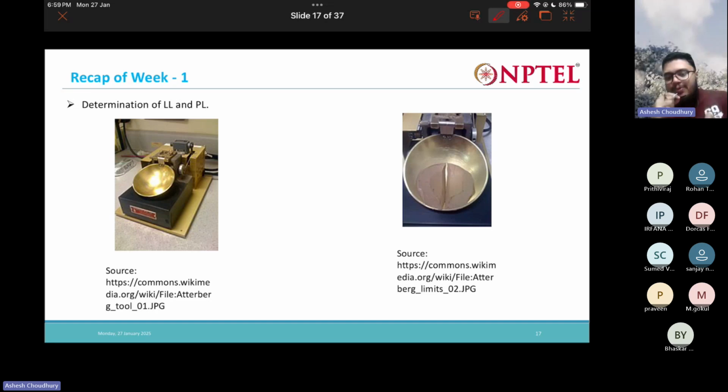So how to determine the liquid limit and plastic limit? For liquid limit determination, we use an apparatus called the Casagrande apparatus, Casagrande's liquid limit apparatus. So who was Casagrande? Do you know who was Casagrande?